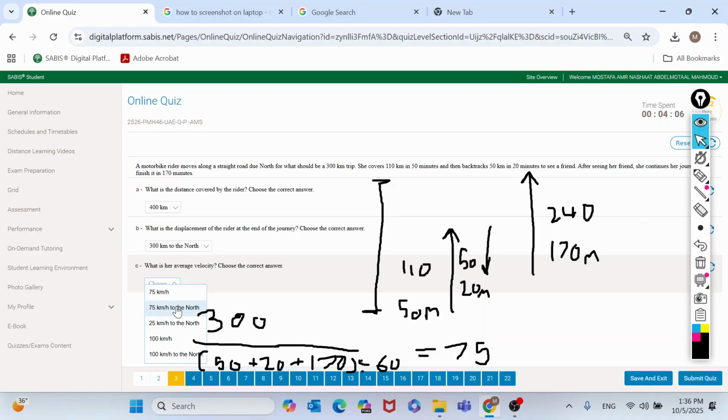If it's speed, then it's just kilometers per hour with no direction. Speed would be distance over time, not displacement over time. So you'd use the 400, not the 300.